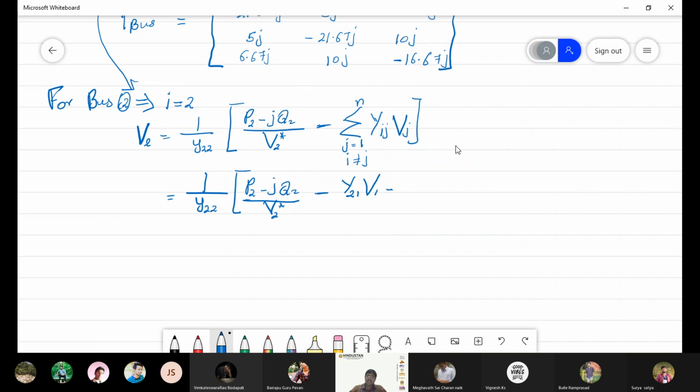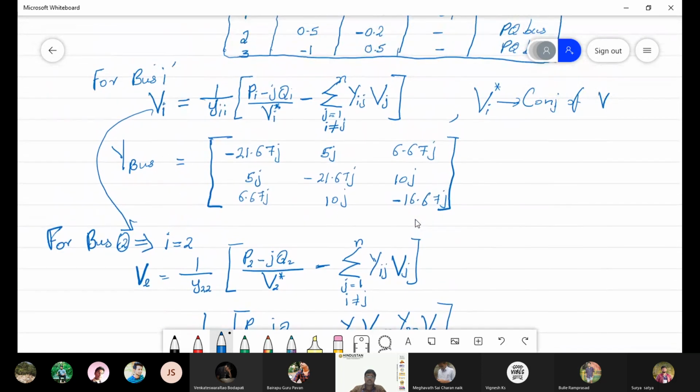Next, if you substitute j equal to 2, here y22 v2, then i and j will both be equal to 2, therefore we can't put it. Therefore next is y2 and j equal to 3, that is y23 v3, right? That's all. Now we need to substitute the values of y22, p2, q2, etc. You can see where y22 is present, so y22 is here, minus 21.67.